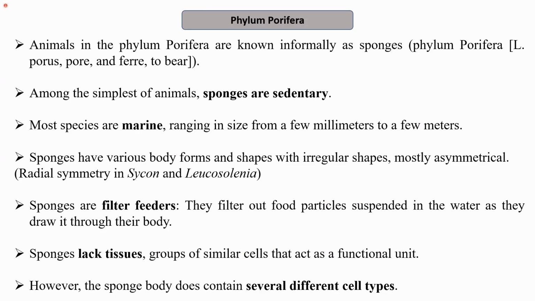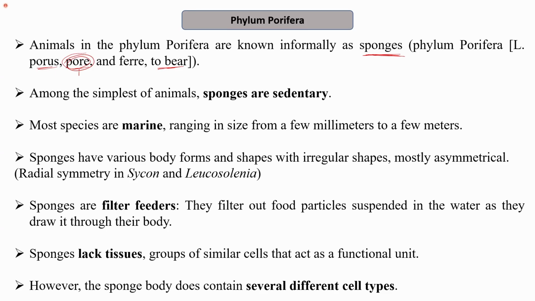So for today, we will start with the phylum Porifera, and we will learn about its characteristics. Animals in phylum Porifera are informally known as sponges. So you can call the organisms that belong to phylum Porifera sponges. What does Porifera mean in Latin? Pore means porous, and fera means to bear. So Porifera are the organisms that bear pores. That is, they have pores, right?